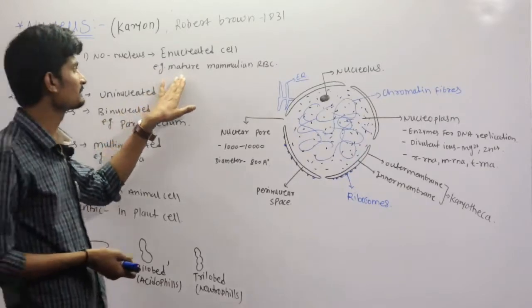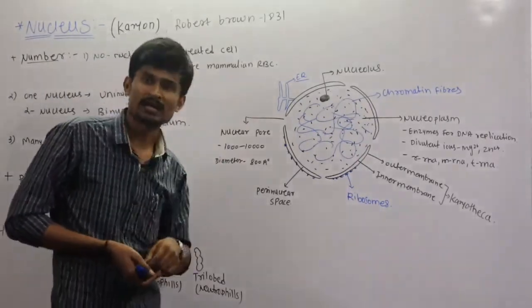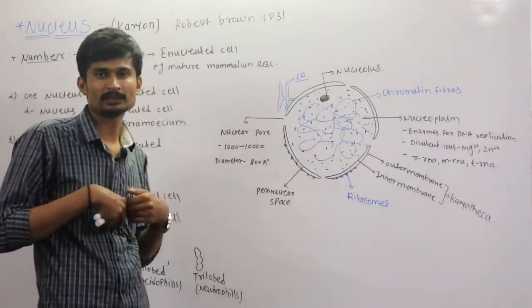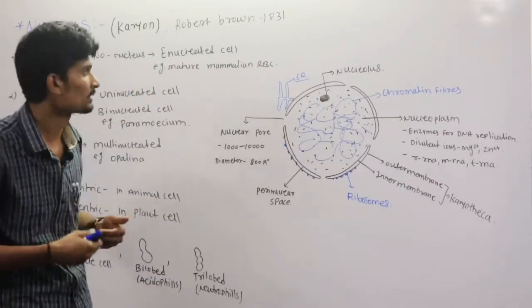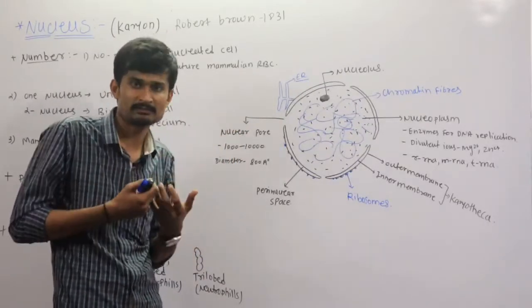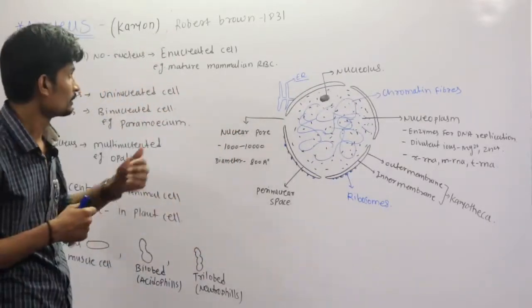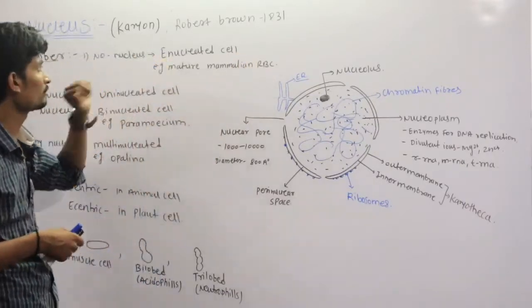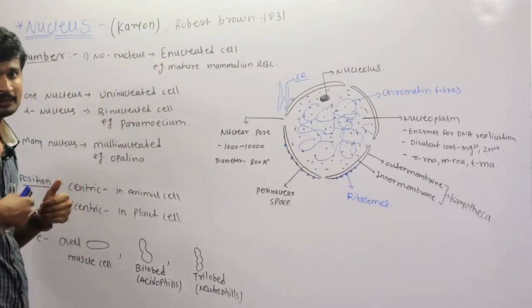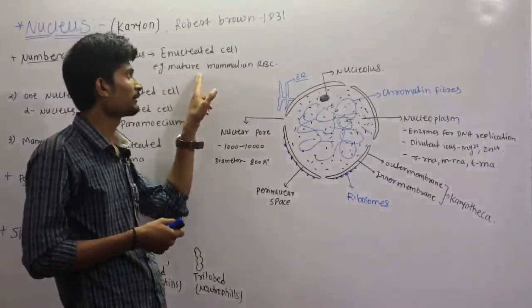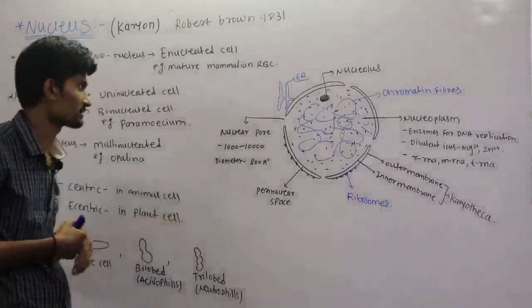The example is the mature mammalian RBC, that is red blood cells. These cells are also present in our body because humans are also included in the mammals, meaning those animals have mammary glands which produce milk. So the RBC does not have a nucleus. The reason behind the absence of the nucleus I have explained in the previous lectures.